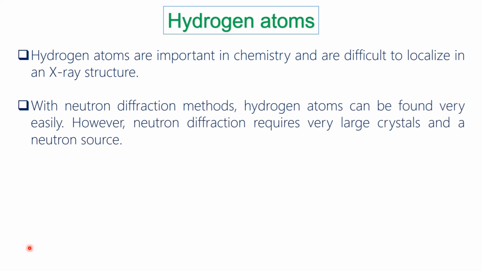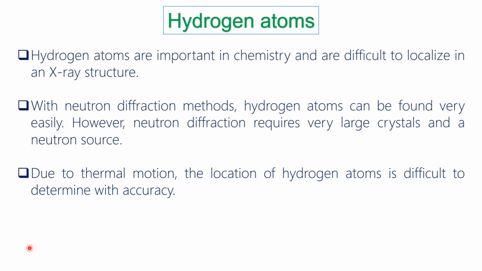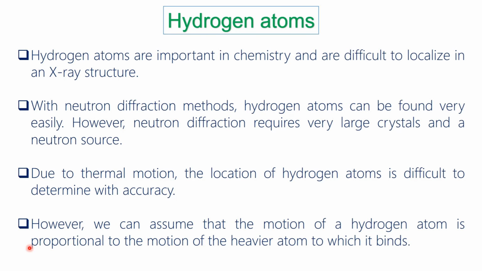With neutron diffraction methods, hydrogen atoms can be found very easily. As we know, X-rays are diffracted by the electrons, but neutrons are diffracted by the nucleus. Due to thermal motion, the location of a hydrogen atom is difficult to determine with great accuracy. However, we can assume that the motion of a hydrogen atom is proportional to the motion of the heavier atom to which it binds, and this model is known as a riding model.